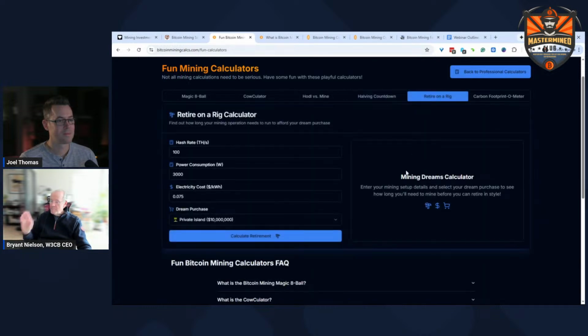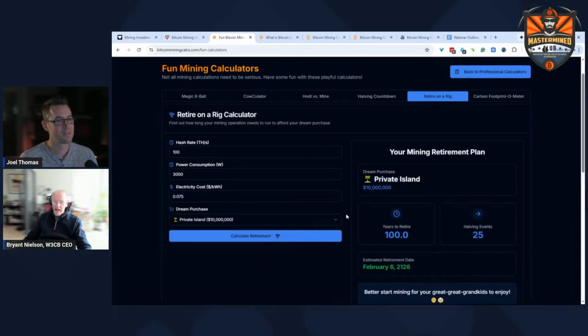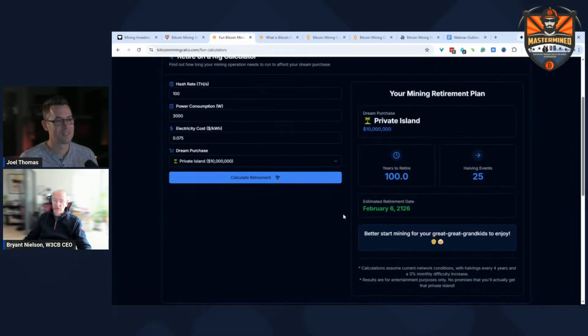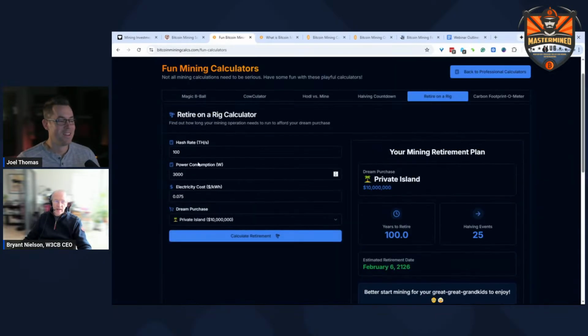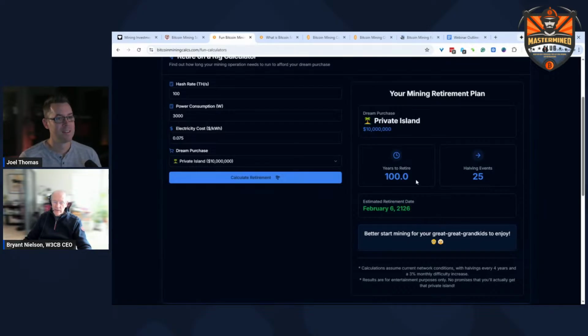Of course, many Bitcoin maximalists in the mining space always think, I can buy a rig and I can retire on it. Well, this tells you exactly how long it's going to take for you to actually buy that dream private island. Apparently with this hash rate and this power consumption, it's going to take you about 100 years to get through it. You're going to go through 25 halving events. Now, fortunately, why would you want to buy a private island when you could just buy more Bitcoin? I mean, come on.